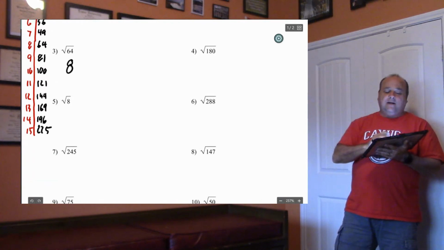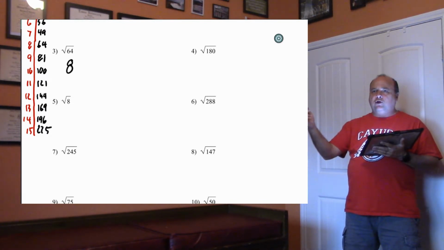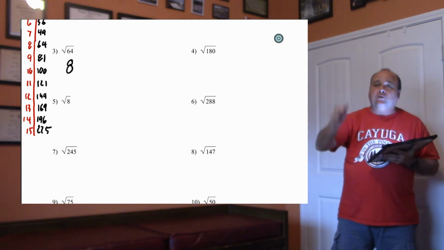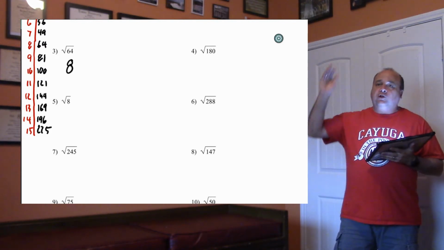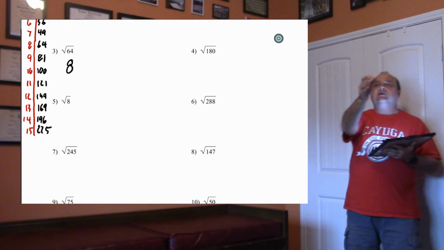Let's go to number 5. Okay, on number 5, we're going to do this the simplest way you could do these, okay? The square root of 8 is not going to be 2 point something. You will not write square roots as decimals anymore. You will not write square roots as decimals, so how are we going to write it? We're about to find out.